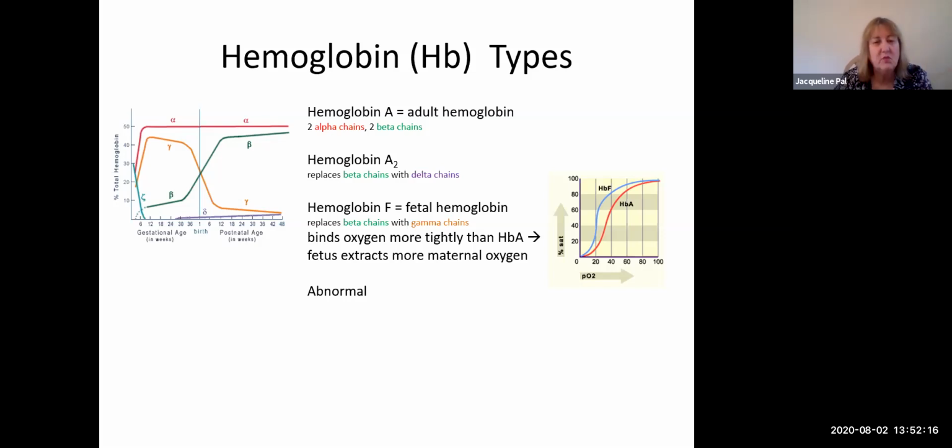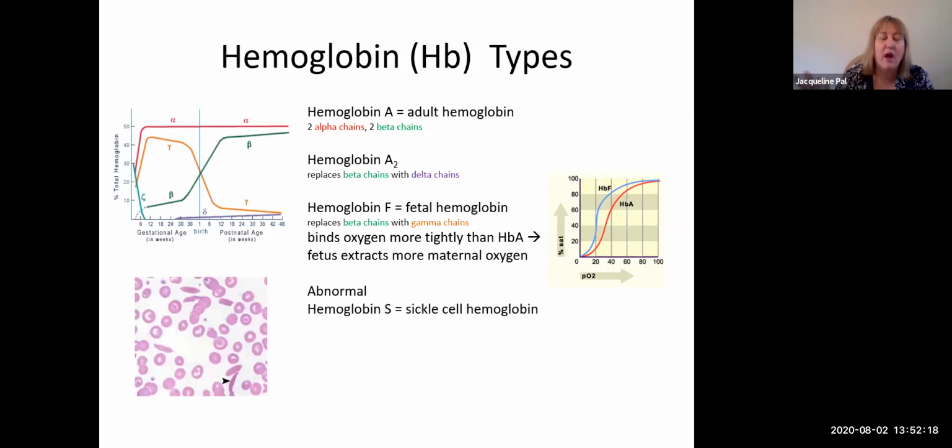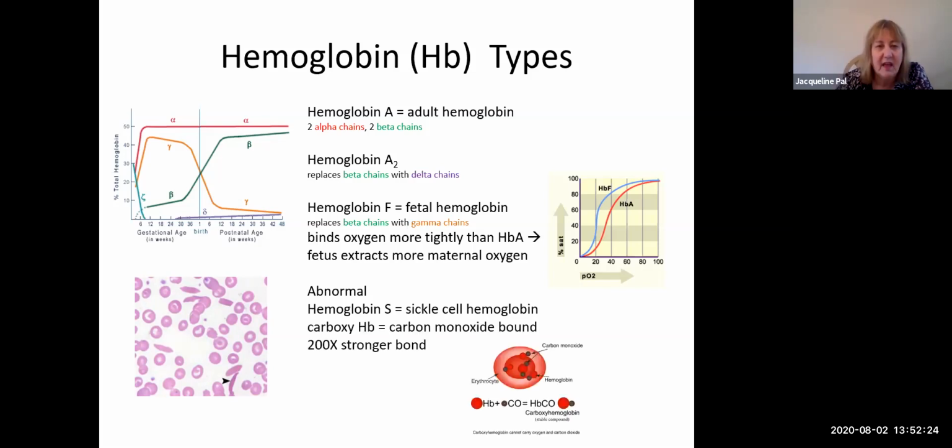Now, there are abnormal types of hemoglobin. Thalassemia is one type, and another problem with hemoglobin is sickle cell hemoglobin, or hemoglobin S. Also, we can have abnormal hemoglobin when we inhale carbon monoxide. I'll get to sickle cell hemoglobin on the next slide, so don't worry about that. But I want to talk first about carboxyhemoglobin.